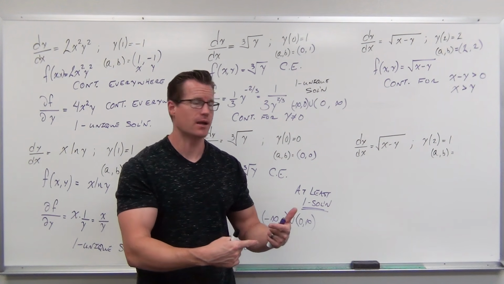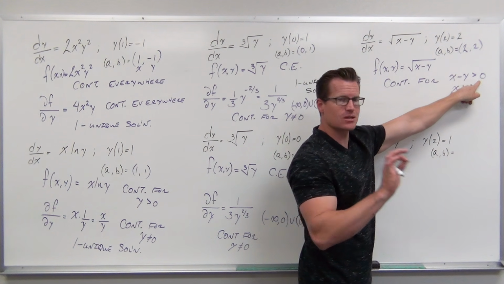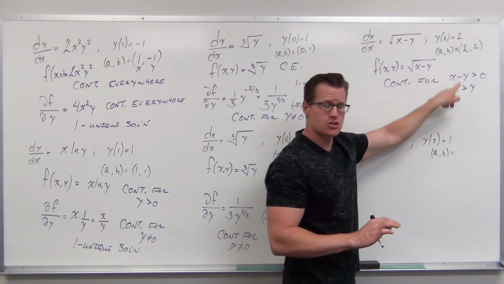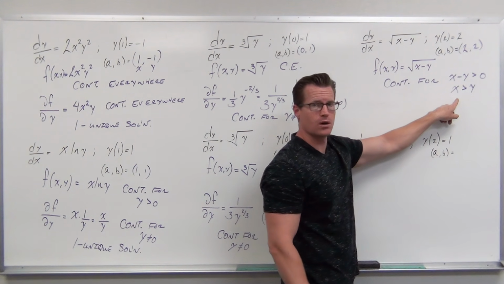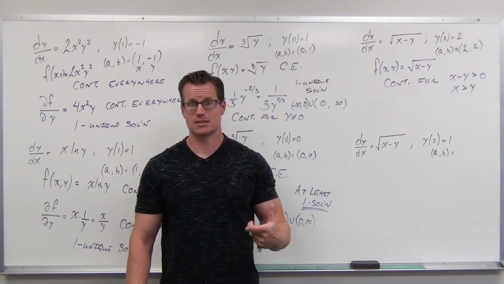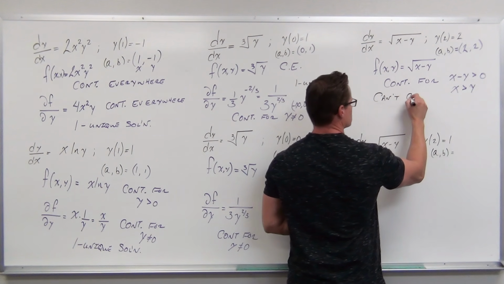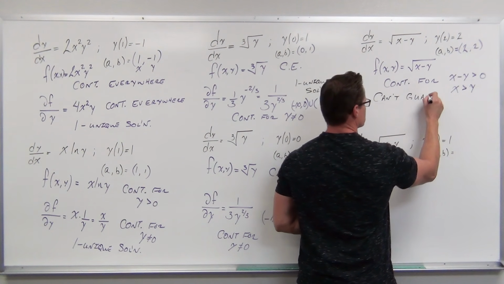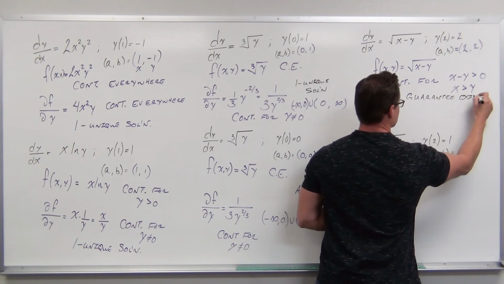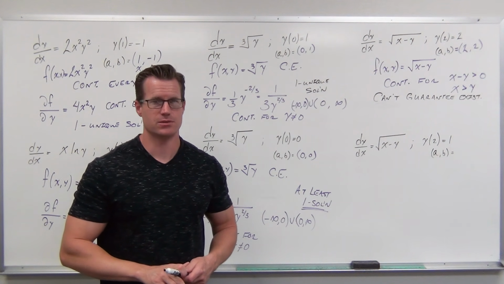You cannot allow that. So when we say this is continuous for x minus y greater than 0, we're excluding that endpoint, then x would have to be greater than y. Does your point fit in your continuity? The answer is no. The x is equal to y. The x is not greater than y. Therefore, we cannot guarantee existence. If we can't guarantee existence, we certainly can't guarantee uniqueness.